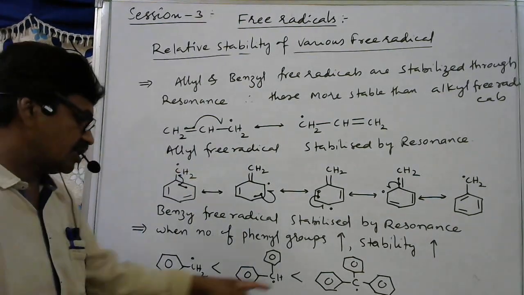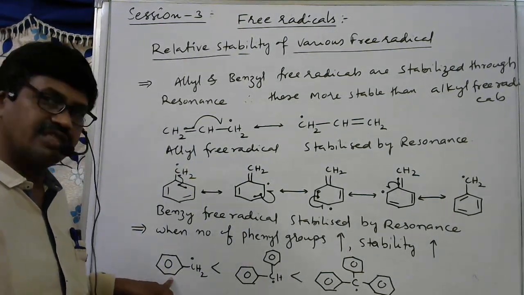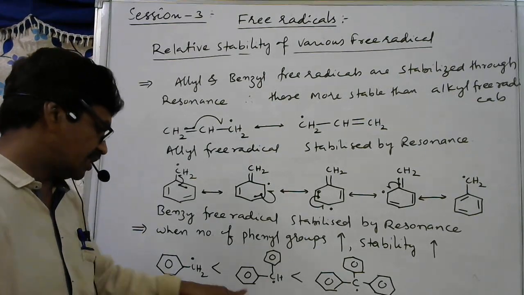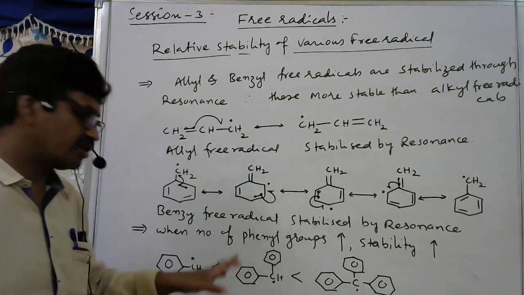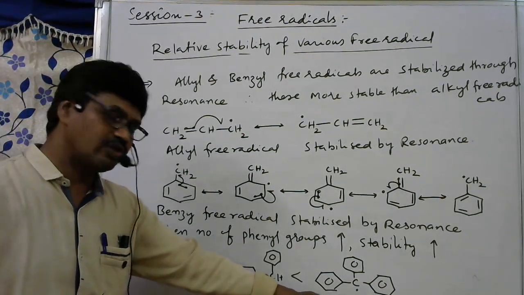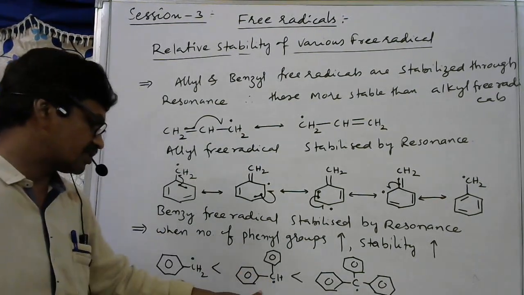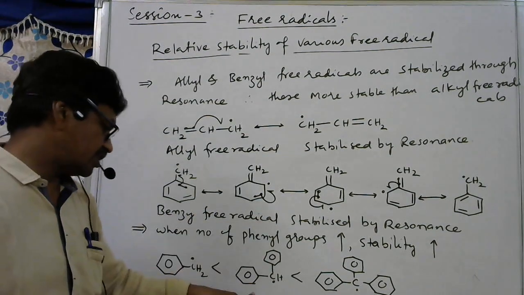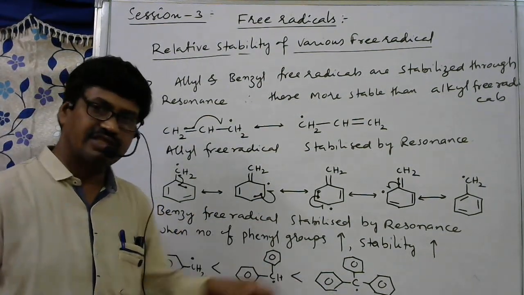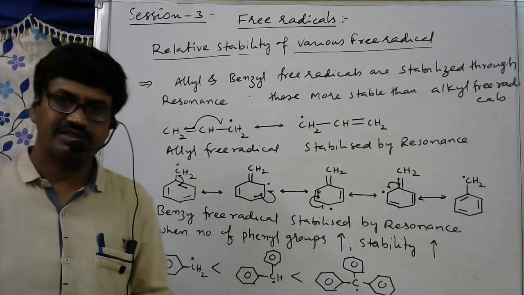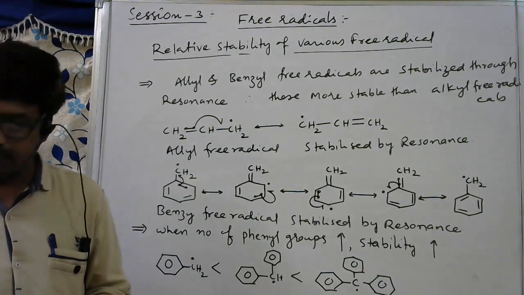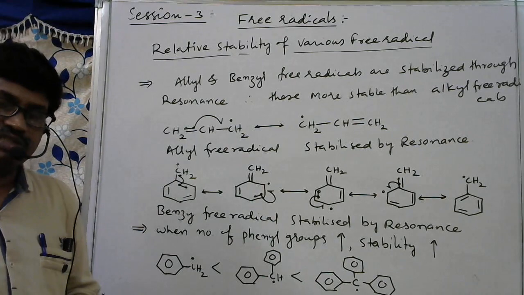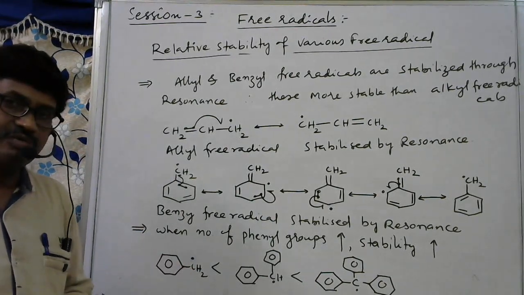So these are the different free radicals: phenyl methyl, otherwise benzyl, diphenyl methyl free radical, triphenyl methyl free radical. So this is the order of stability because there are more resonance forms. Here less, here 5, here 10 we can expect, here we can write 15. So this is about different phenyl groups containing methyl free radicals.